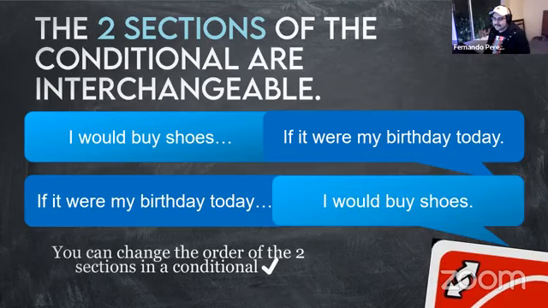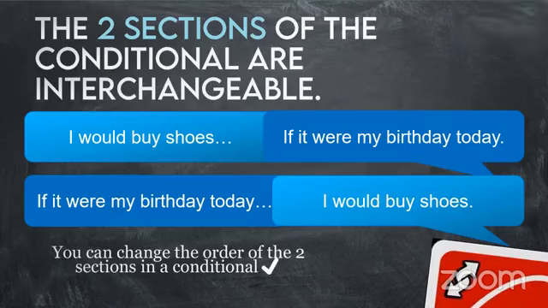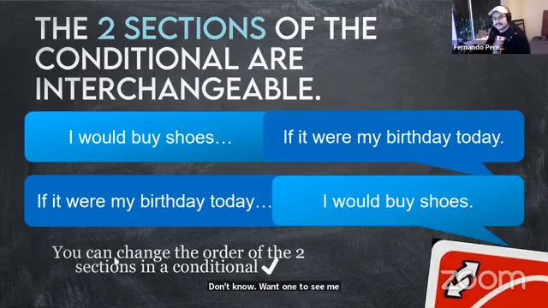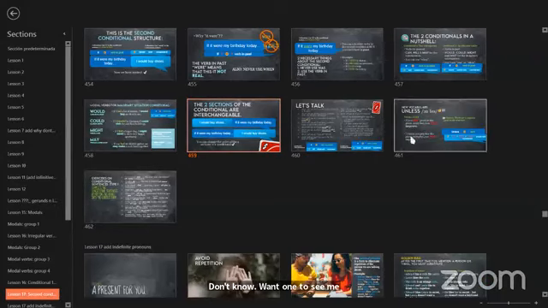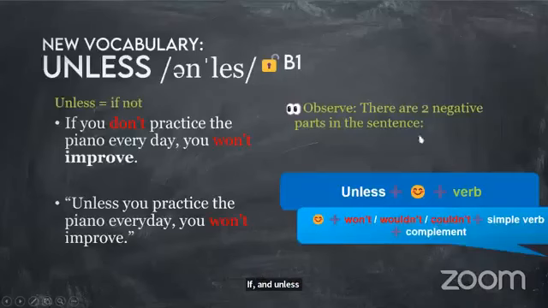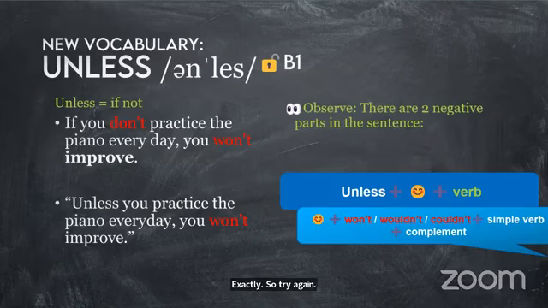I would be sad if my friends don't, no, won't see me. What is the negative for if? If and unless. Exactly. So try unless again. Unless my friends won't... Oh, you have a double negative.